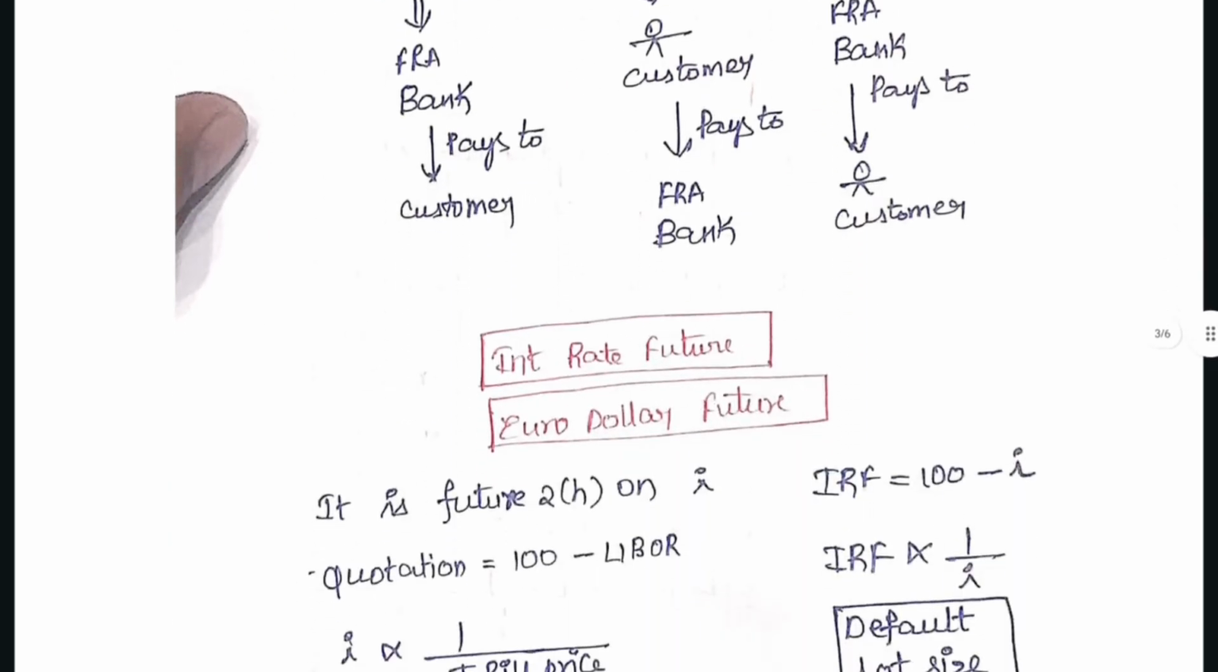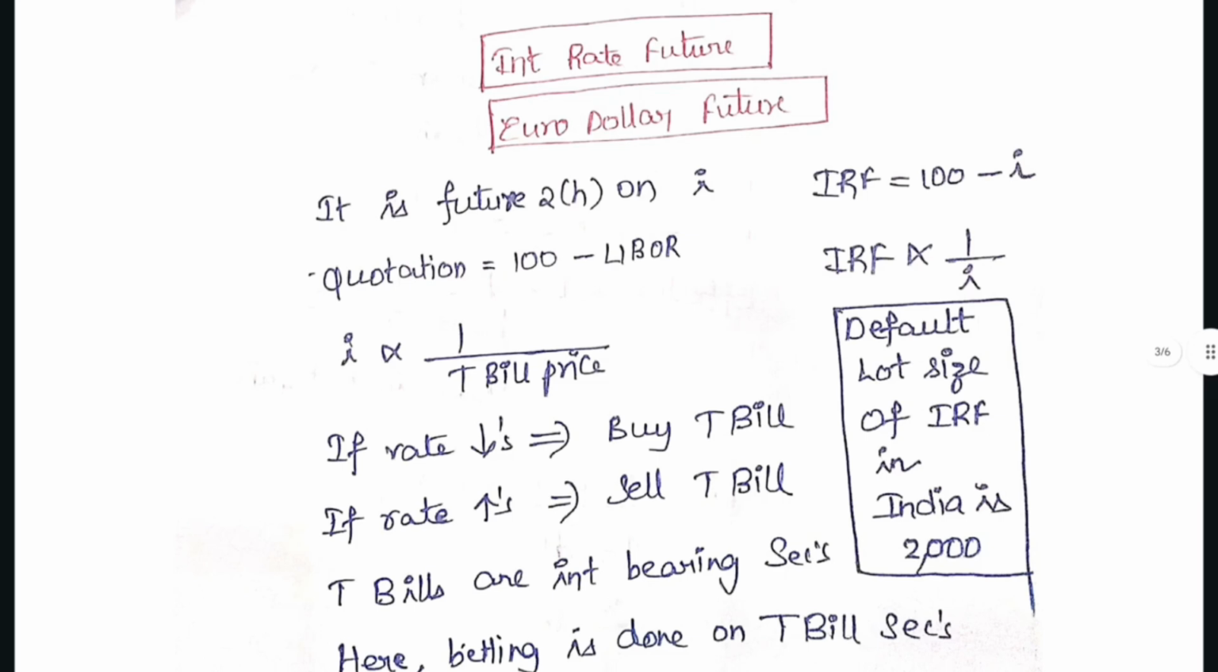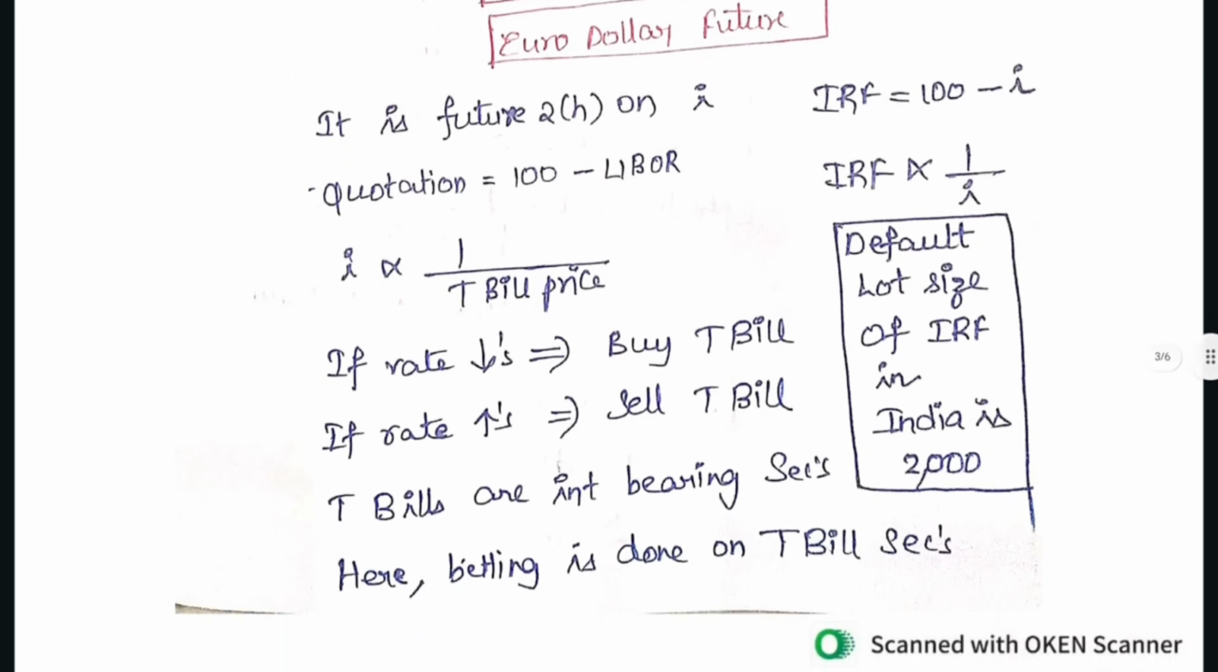Next, interest rate futures or Eurodollar future. It is a futures contract on interest rate. Quotation will be 100 minus LIBOR. Interest rate is inversely proportional to T-bill price. If rates decrease, buy T-bill. If rates increase, sell T-bill. That means if rates are going to decrease in the future, buy T-bill. If rates are increasing in the future, sell T-bill.